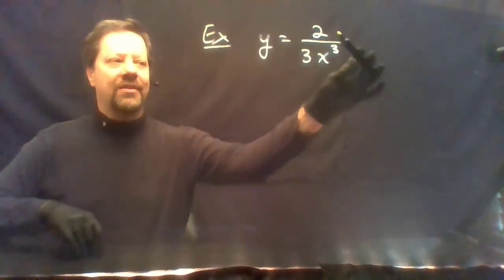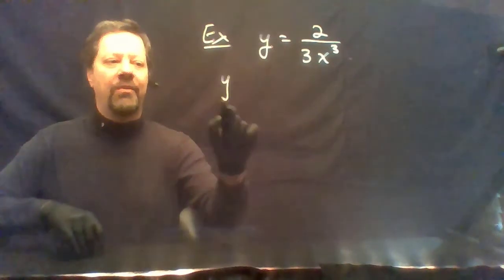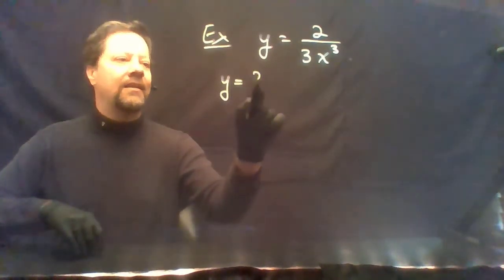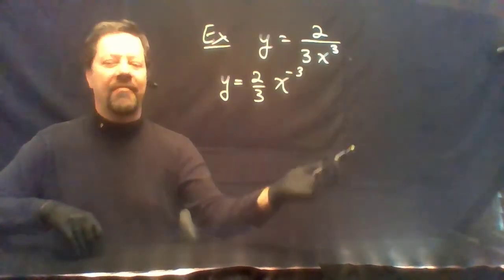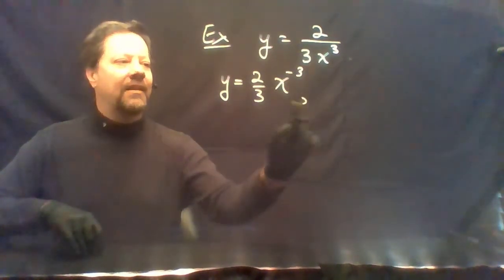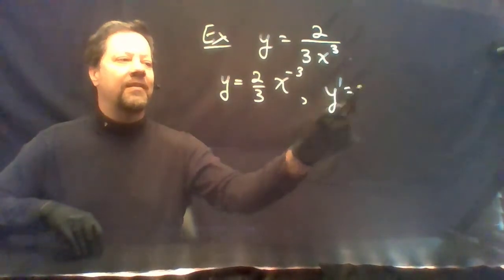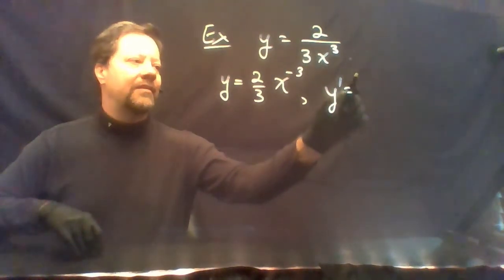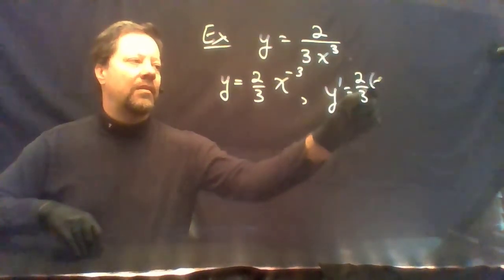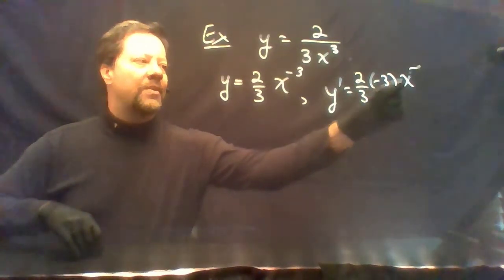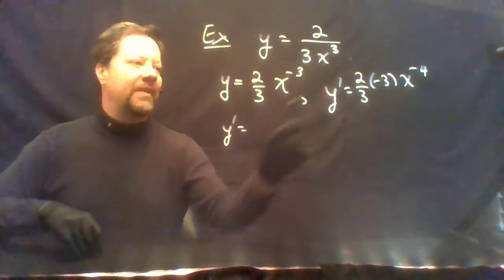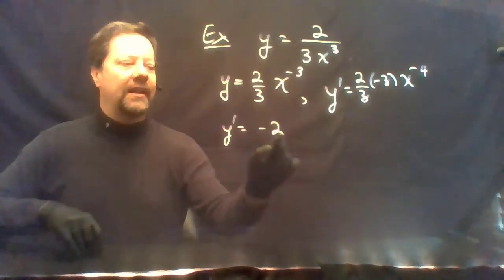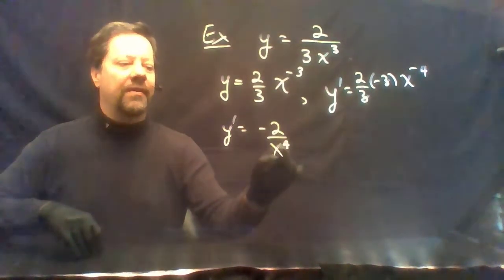I need to push the x cubed into the numerator, rewriting the function y as 2/3 times x to the power negative 3. At this point, I can calculate y prime by bringing the power down and subtracting 1 from the exponent. This gives me y prime is negative 2 over x to the 4th.